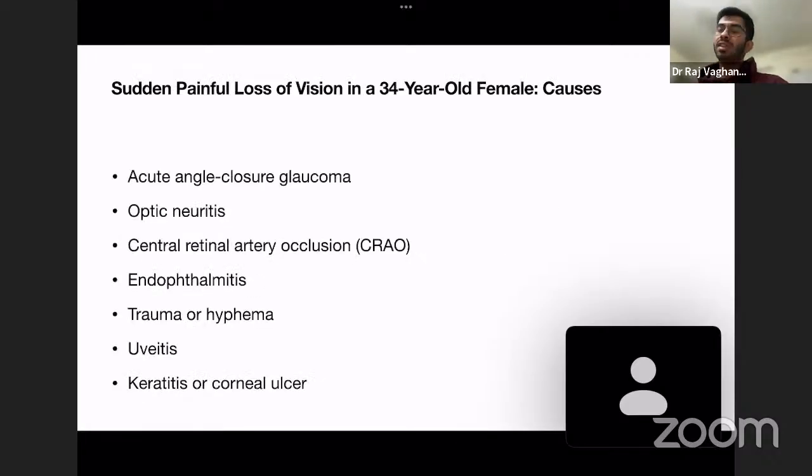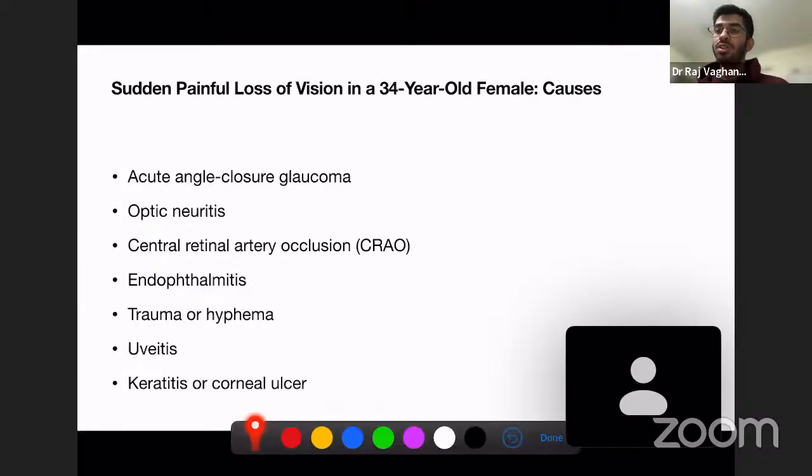The first thing that we're going to discuss is sudden painful loss of vision in a 34-year-old female. What are the causes for this sudden painful loss of vision? Remember, we are discussing painful causes of loss of vision, not the causes of sudden loss of vision. The word painful is very important here.